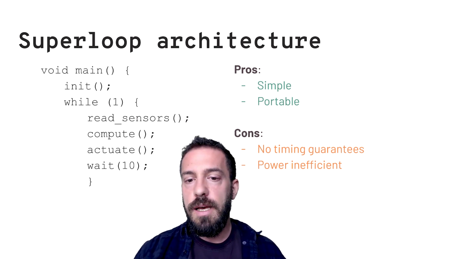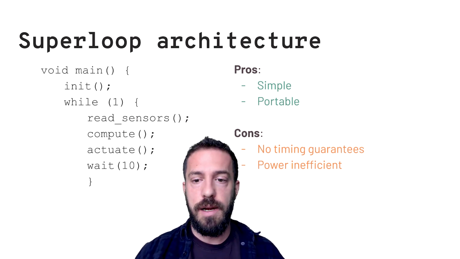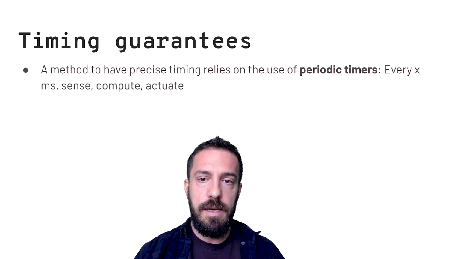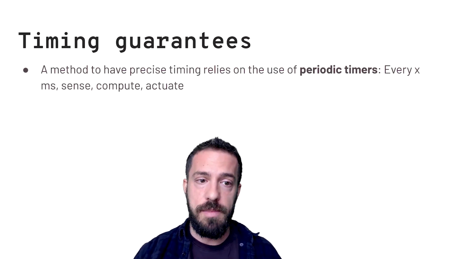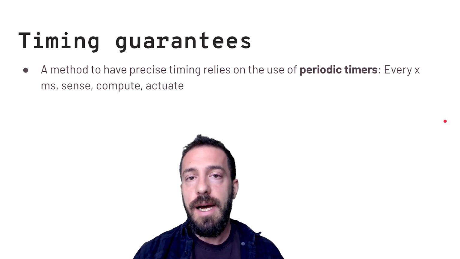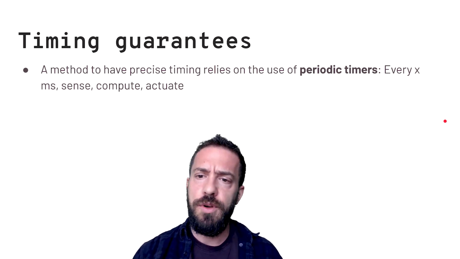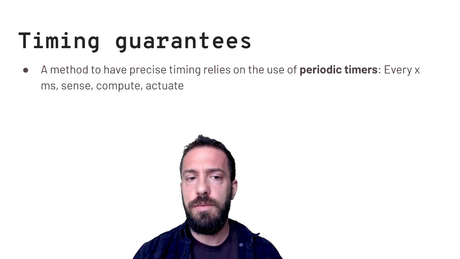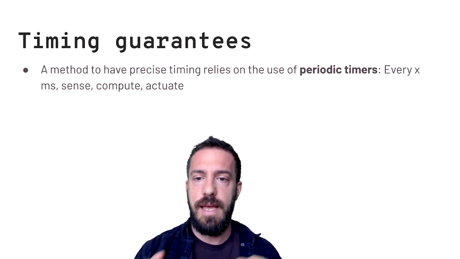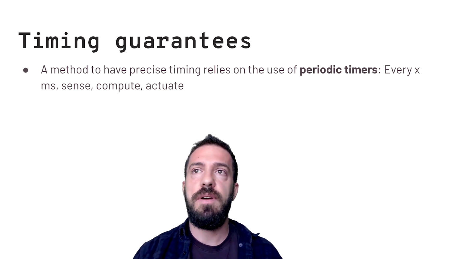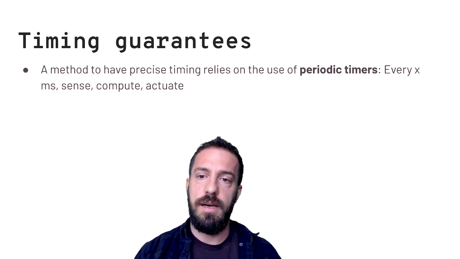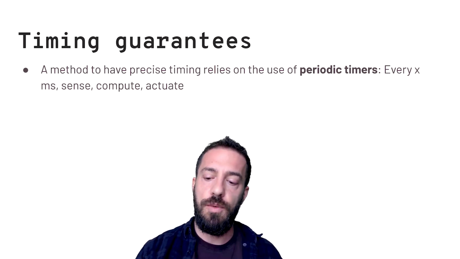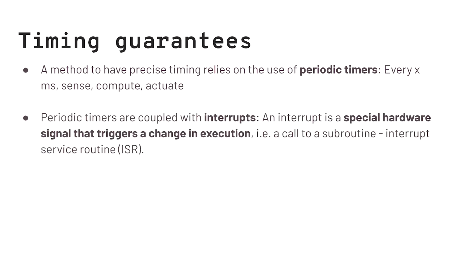So the question is, how do you actually enforce timing guarantees? And the answer comes from the use of hardware periodic timers. The hardware, like a PLC, or even our computers, has some hardware support for precise timing. So you can set up a timer for 10 milliseconds, and within that frame of 10 milliseconds, you do your sensing, computing, actuating. And the timers would typically be coupled with interrupts.